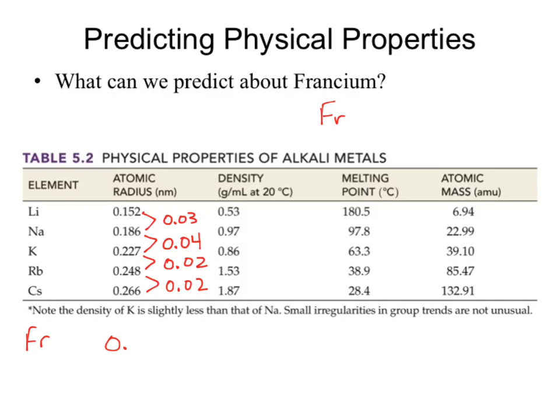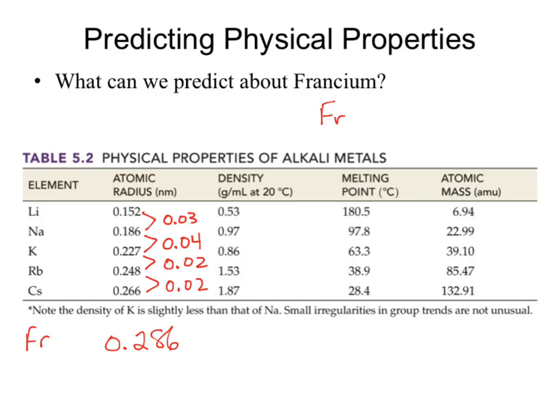So as a reasonable guess, we could probably say the radius is 0.286. Okay. So what we're doing is guessing based on the information we've got. It's an educated guess. It's not just a blind guess. How about the density? What trend do you see with the densities?